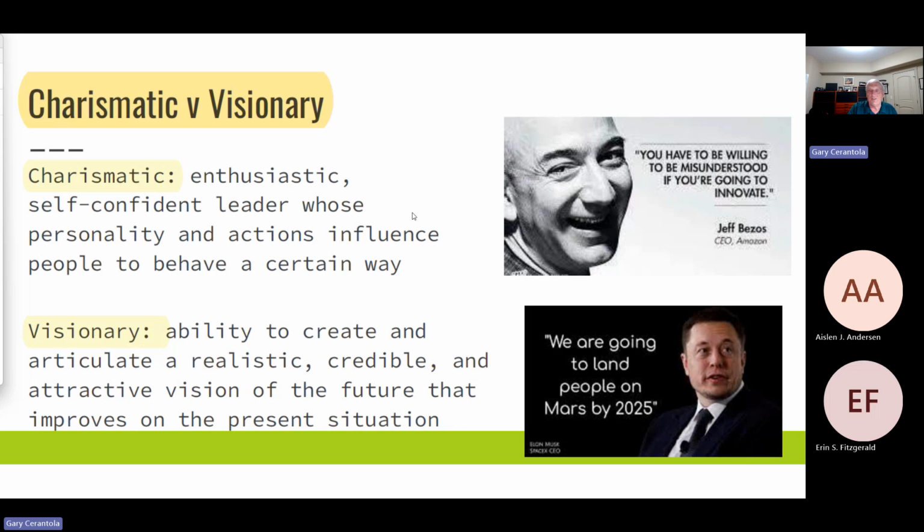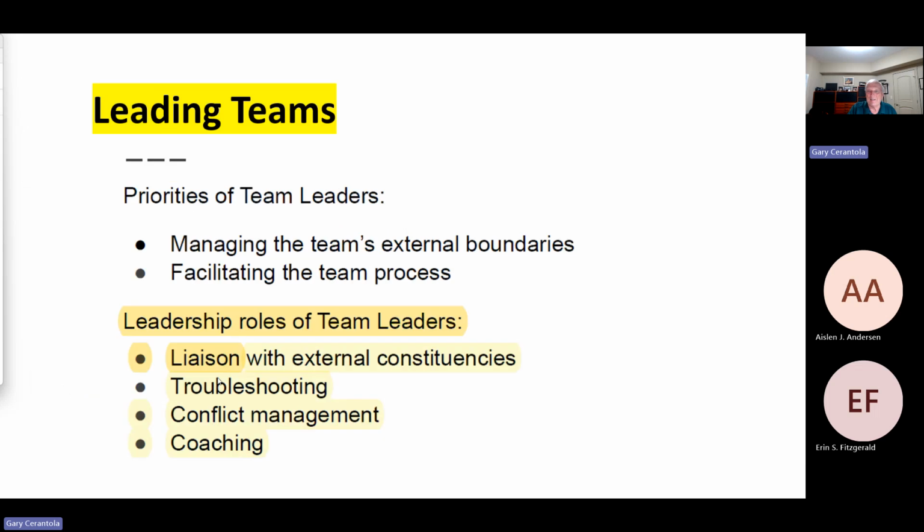So, Bezos, very much of a charismatic, enthusiastic, self-confident leader, whereas Musk is mainly, he sets the direction, right? And you can see now he's wearing this Mars T-shirt in the last few news cycles. So that's what he's all about, showing what the end result looks like.